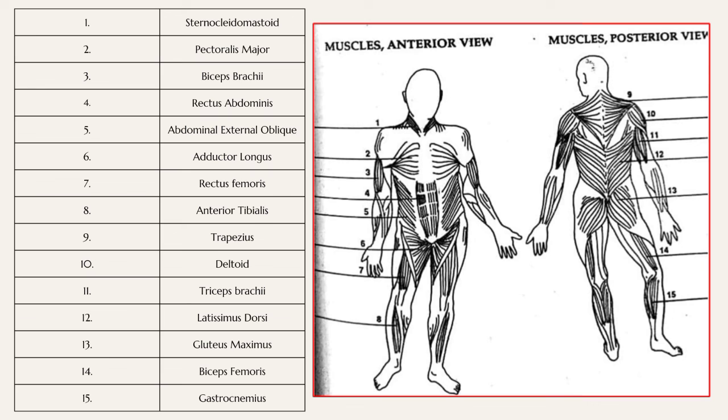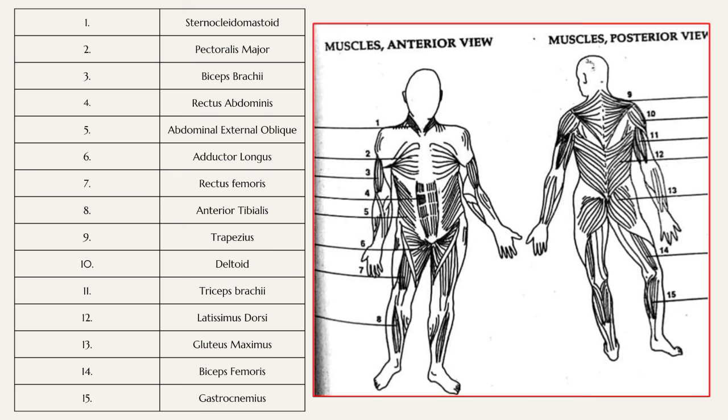Number 6 is the adductor longus. The adductor longus is a large, fan-shaped muscle located in the medial aspect of the thigh. It belongs to the adductors of the thigh together with the adductor brevis, adductor magnus, pectineus, and the gracilis muscles. Adductor longus is innervated by the anterior division of the obturator nerve.